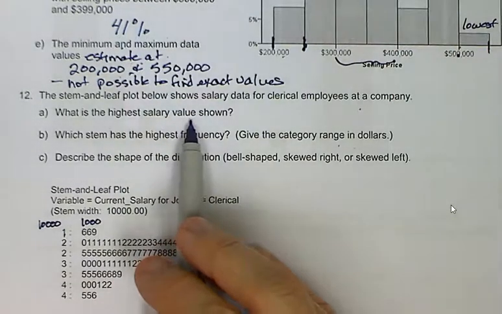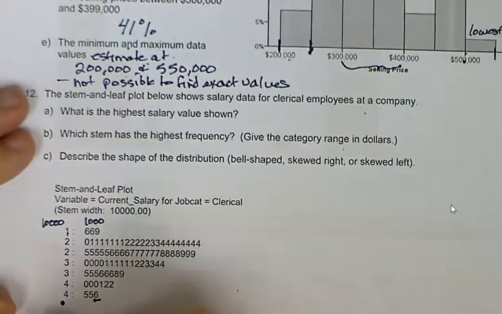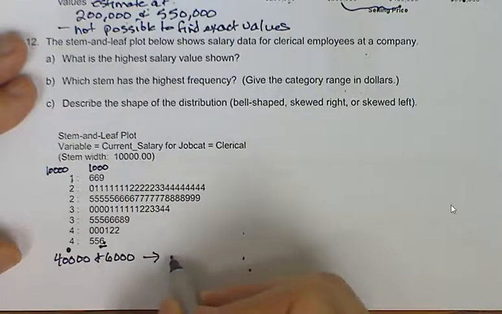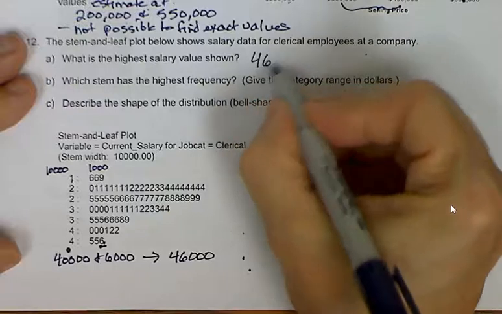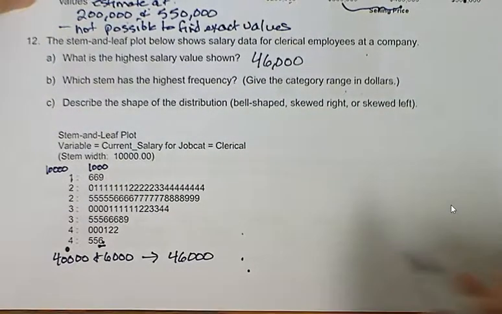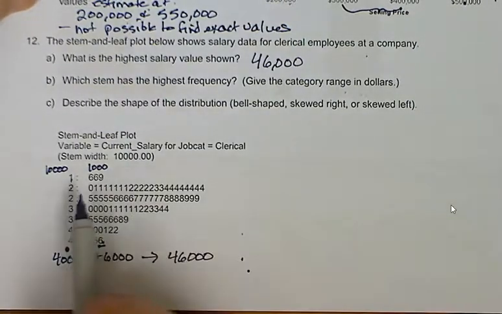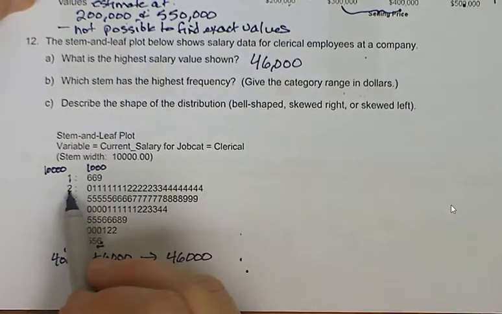The highest salary value that's shown would be the last value here. So our stem over here would be 40,000 and this leaf would be 6,000. So that would be 46,000. The highest salary value that's shown would be 46,000. Then we want to find which stem has the highest frequency. We're looking for which one of these goes the furthest out to the right. That would be this one.